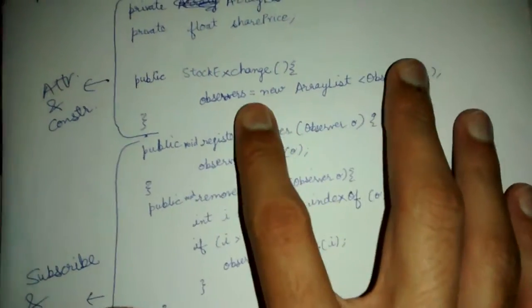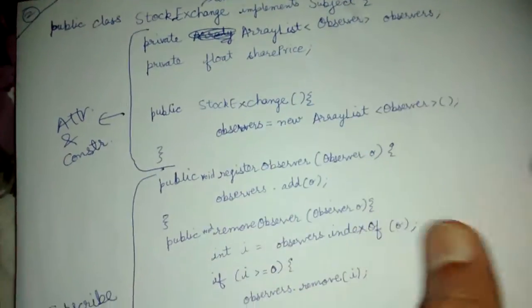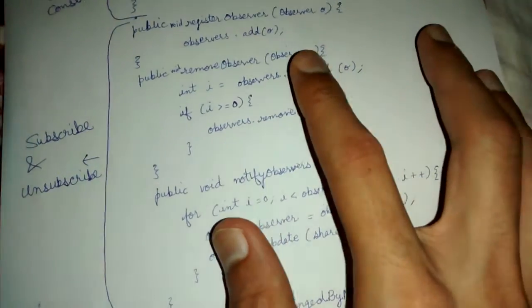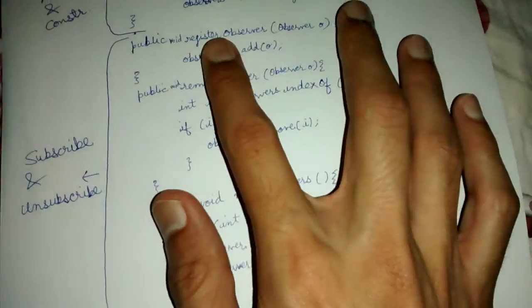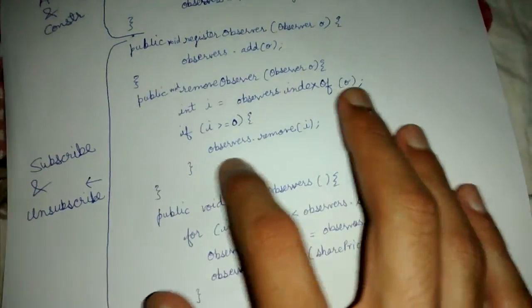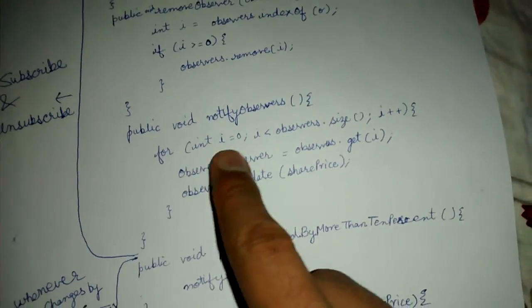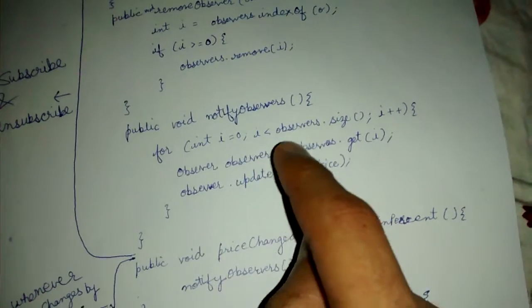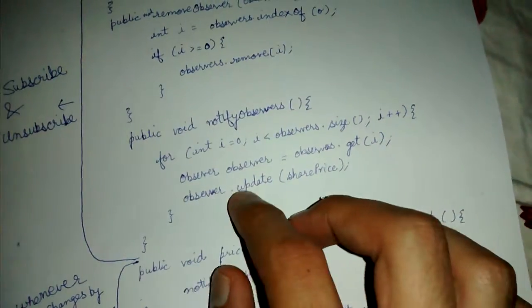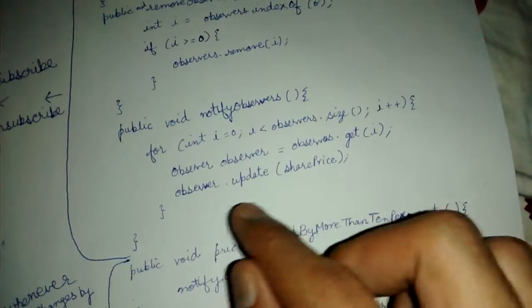So it is basically creating a new array list. So these are just attributes and constructors. Now how we subscribe and unsubscribe observers. To register an observer, we add it to our array list. To remove it, we remove it from our array list. To notify all the observers, we iterate over our array list and fetch the observers one by one and call the update method on them. Okay, so in a moment we will see how this update method will look like.